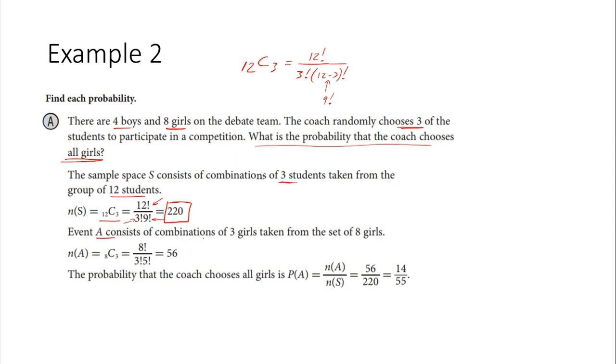Now, event A consists of combinations of 3 girls taken from a set of 8 girls. So here's all the different ways of him picking boy, girl, or boy, or something like that from those 12 kids. Again, that could be like Sally, Bobby, Kenny, Sally, Frank. There's just so many different ways this coach can pick people. But now we're talking about event A, where only the girls get picked. So the number for that event is going to be 8 choose 3.